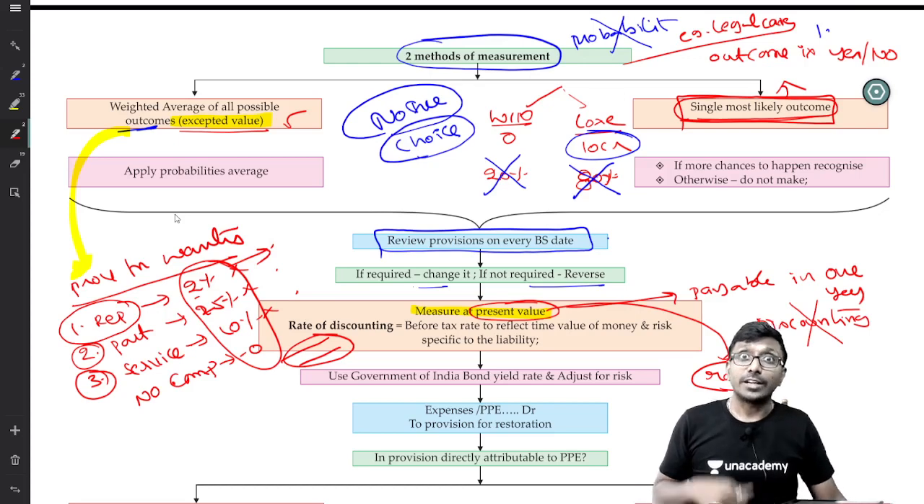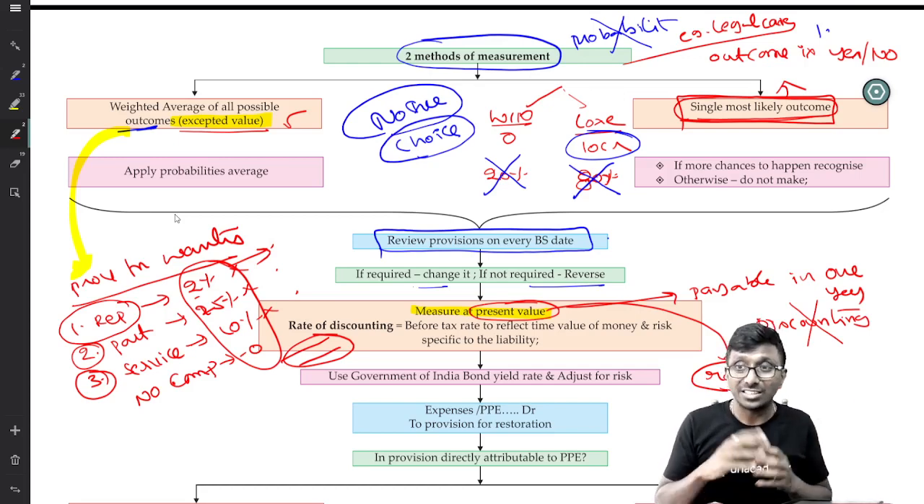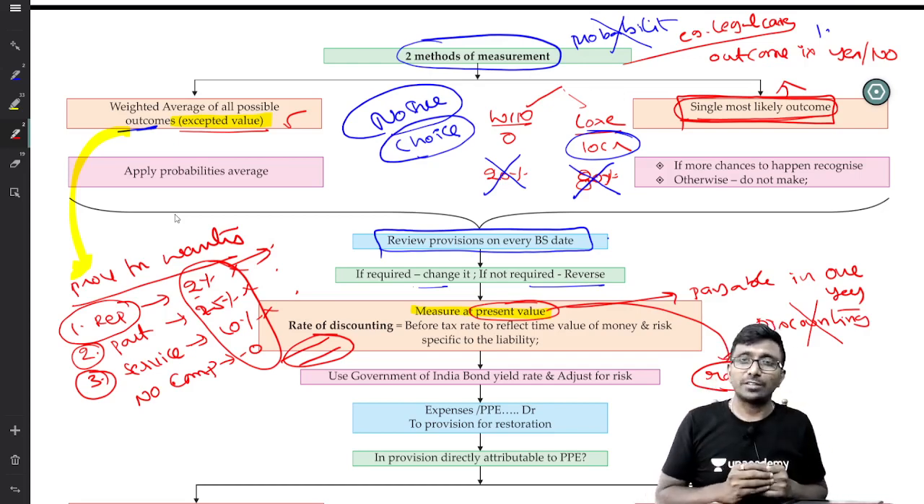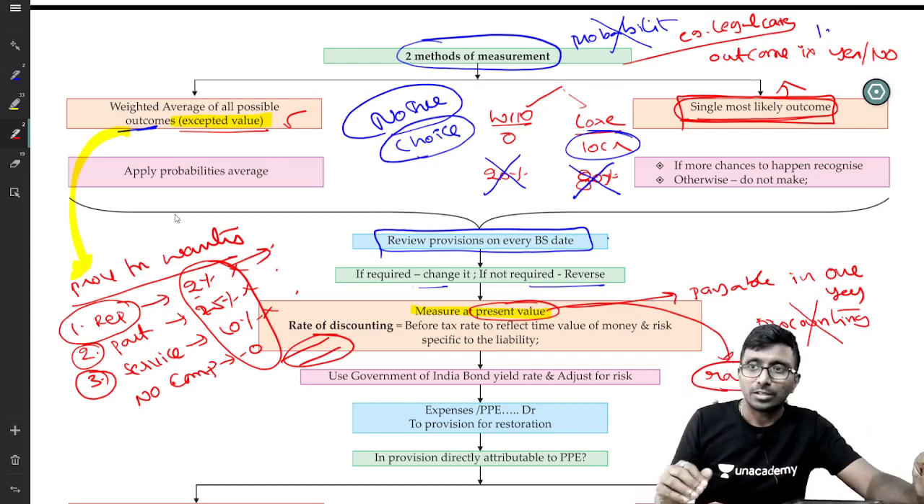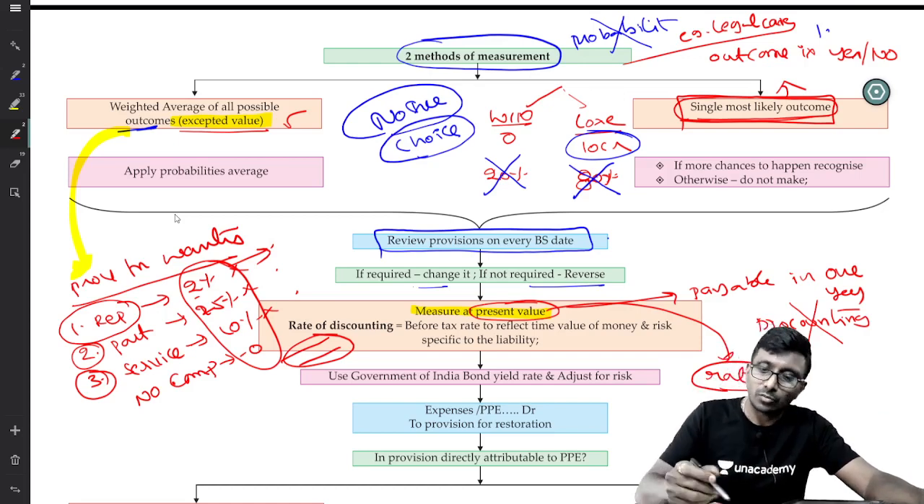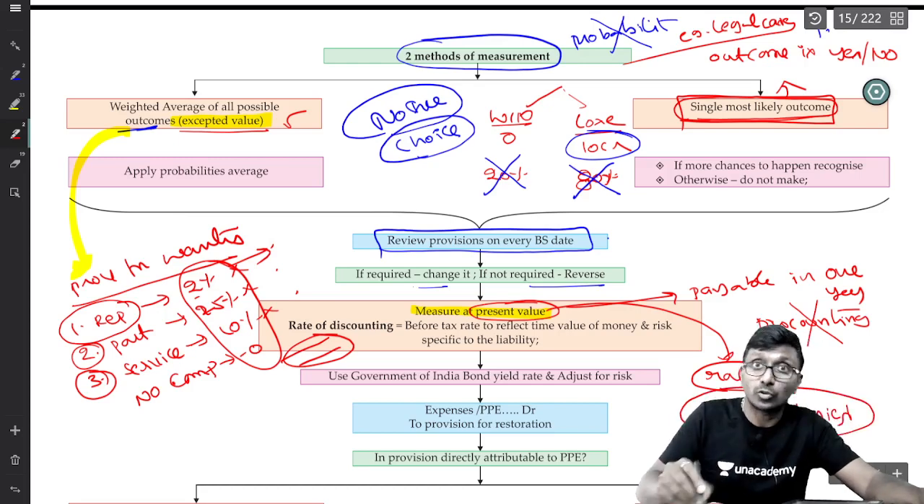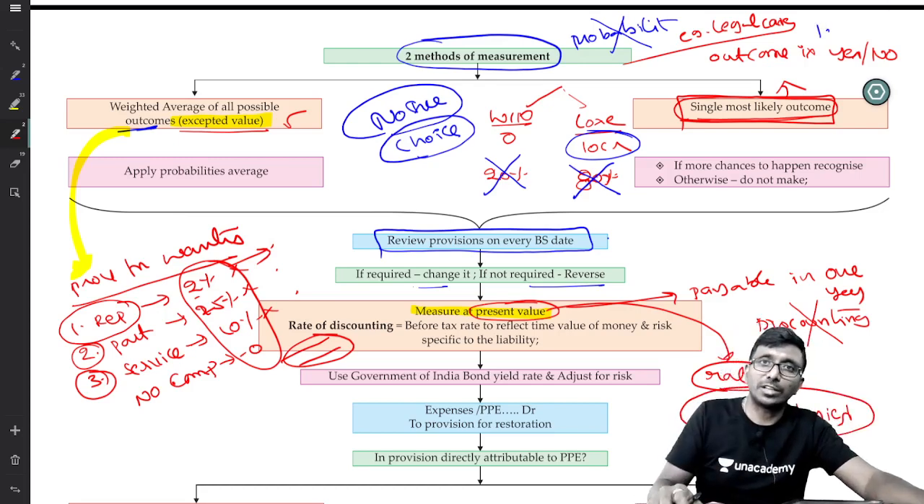Rate of discount. What is the rate of discount? I said before tax rate. And it should reflect the time value of money. When I say time value of money, if no information is given, we'll generally go by the Government of India bond yield rate. Government of India bond yield rate will apply.